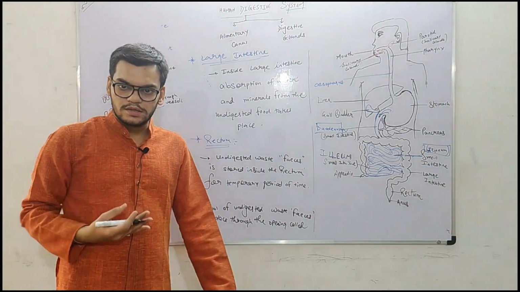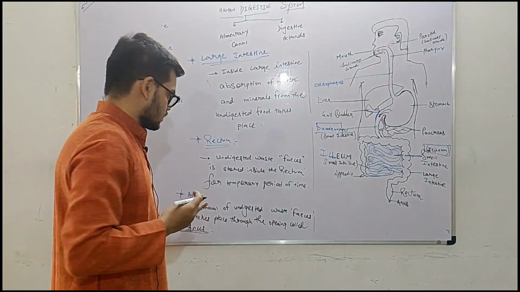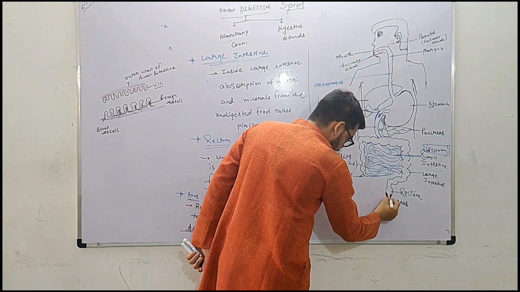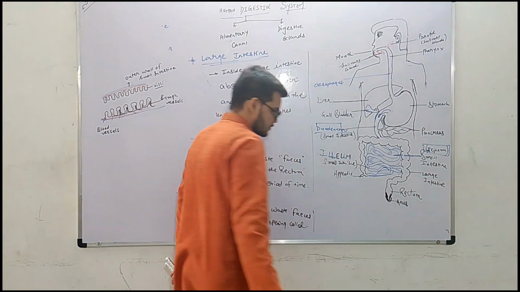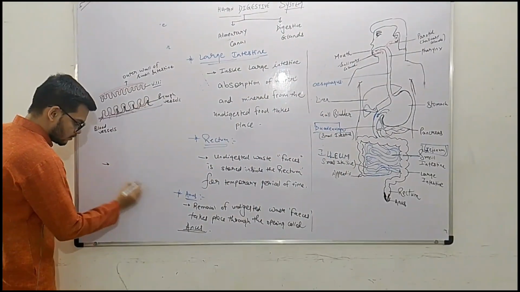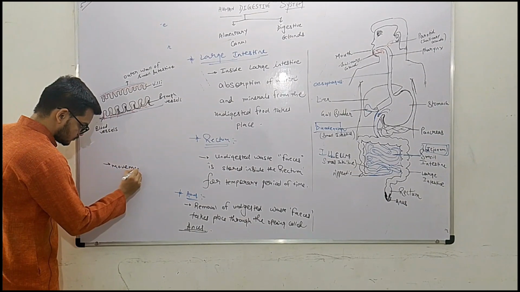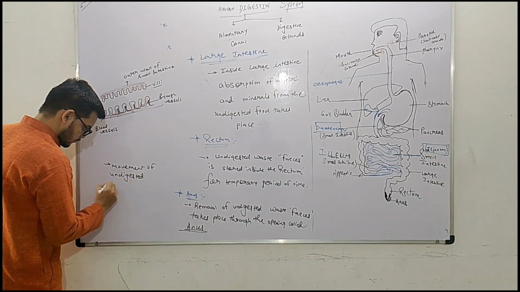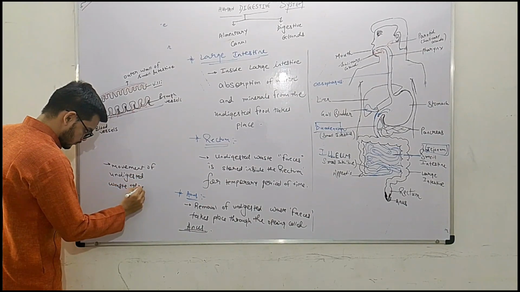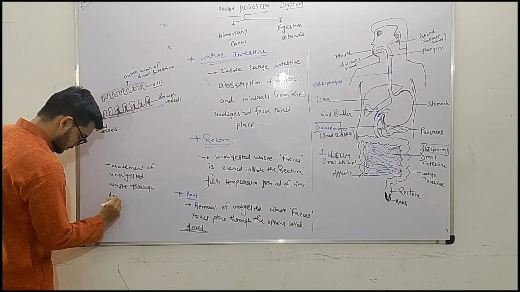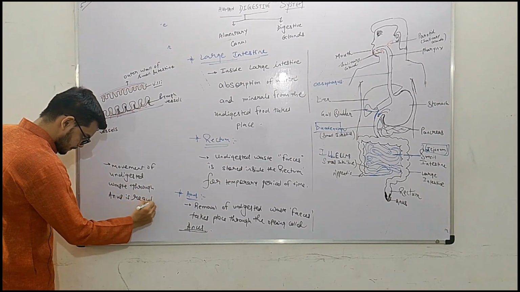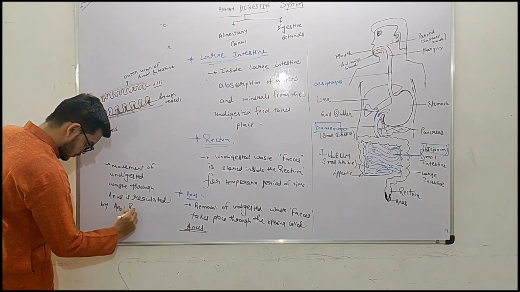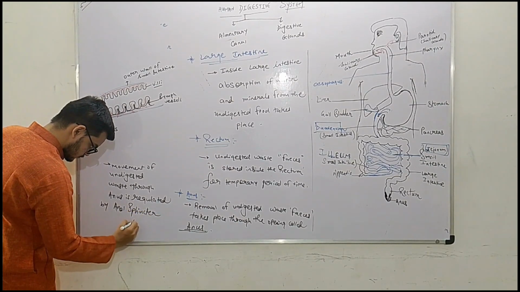Movement of feces through the anus is controlled by a group of muscles present near the anus, that are called anal sphincter muscles. Movement of undigested waste through the anus is regulated by anal sphincter muscles.